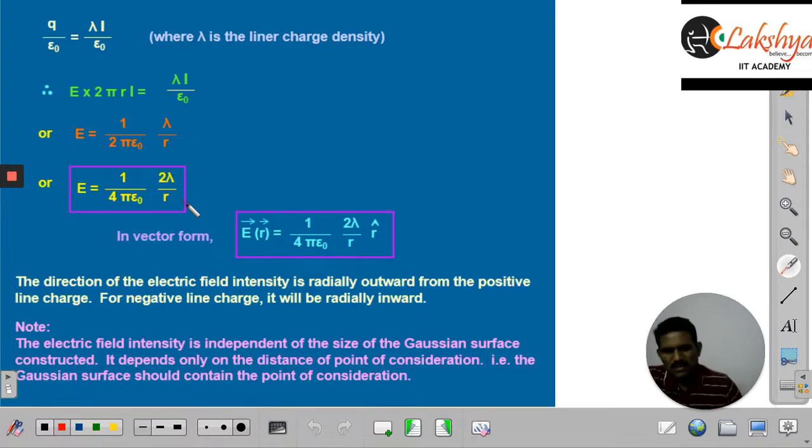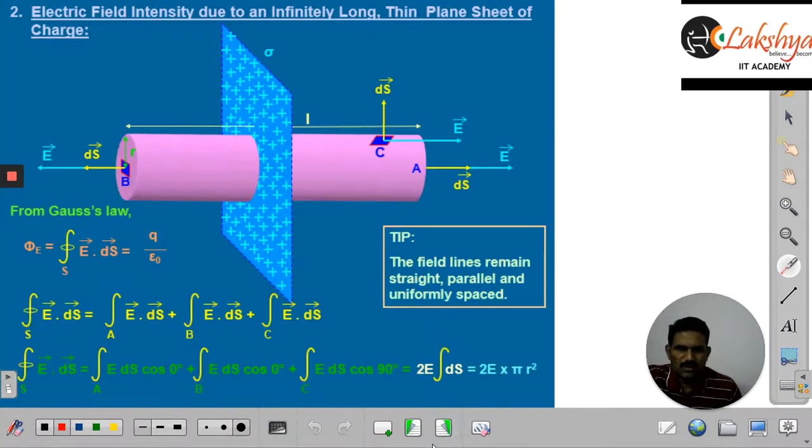And next similarly let us take this plane of charge here. So I'm taking now plane of charge. So this is an infinite plane of charge having this surface charge density sigma. So now let us see this electric field intensity due to infinitely long thin plane of charge here. That means it's a thin plane and it's an infinitely long plane here.